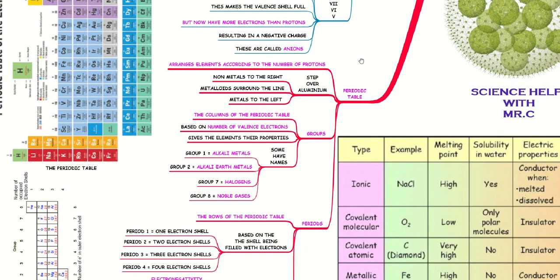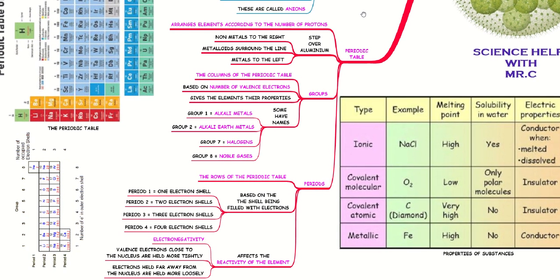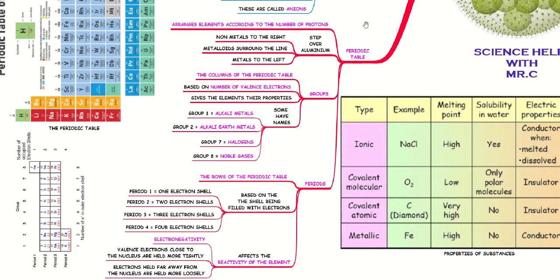The periodic table is the division of all the matter that we know about. Right, it's arranged according to the number of protons each element has, and the separation between metals and non-metals I like to teach as stepping over aluminium. Aluminium is a metal, so everything to the left of aluminium is a metal, and everything to the right of those stairs is a non-metal.